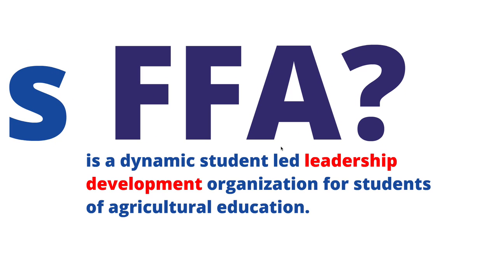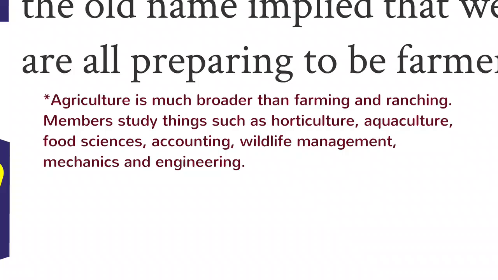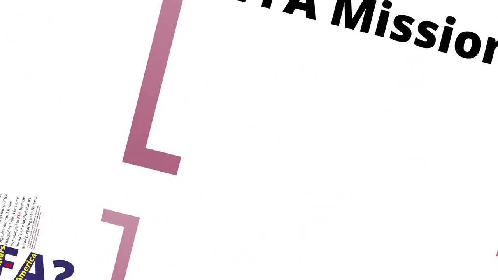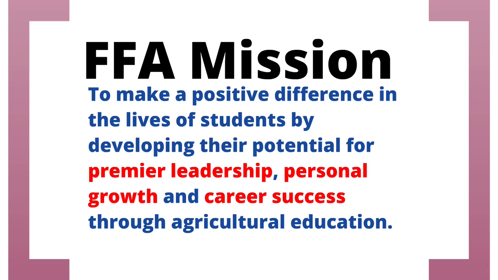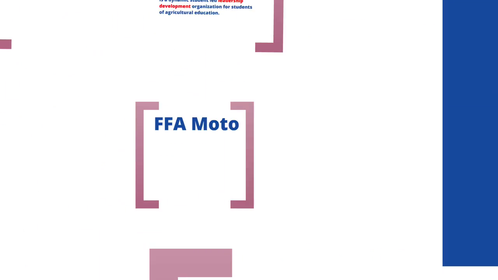By clicking, we go through FFA as a dynamic student-led leadership development organization, and you'll notice that the red is what the students need to write down in their skeleton notes. It's cool because it allows us to zoom in and out, and we can talk about why the FFA changed its name and what it started out as. After we went through that, we went through the FFA mission. You can see again in the red is what the students needed to write in their skeleton notes. We talked about our FFA colors and our FFA motto.